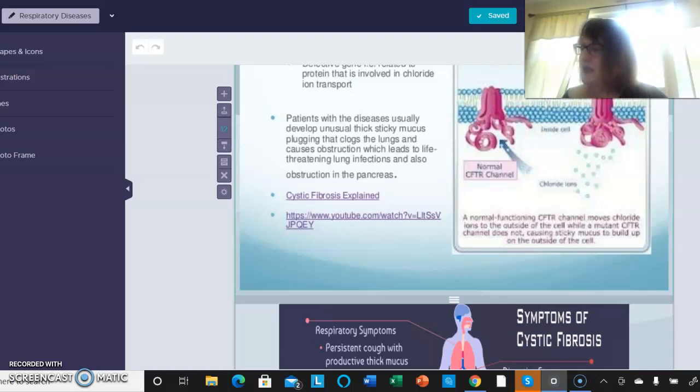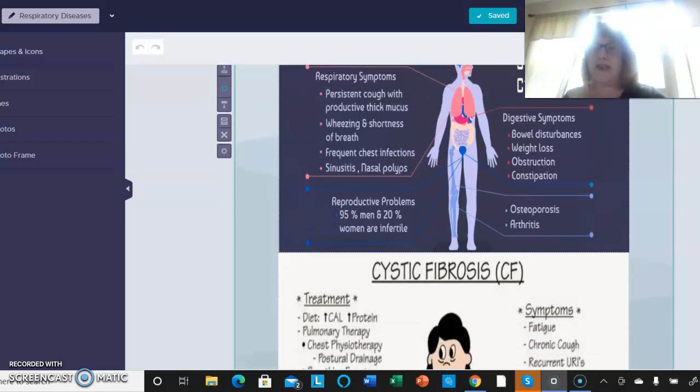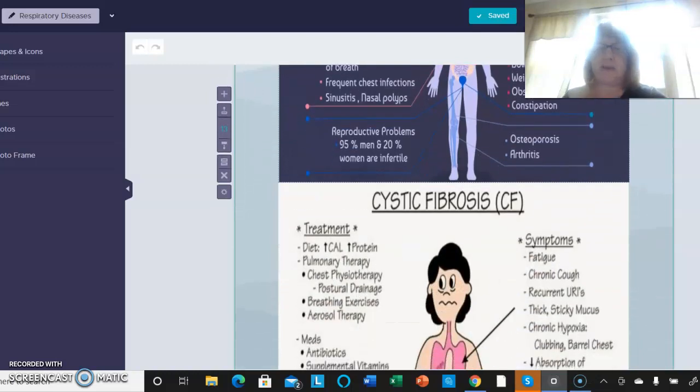A child may have a lung transplant when they are older, or when they would be qualified for it, but the lung transplant does not cure cystic fibrosis. Some symptoms of cystic fibrosis are persistent cough with productive thick mucus, wheezing and shortness of breath, frequent chest infections, sinusitis, nasal polyps, digestive symptoms, bowel disturbances, weight loss, obstruction, constipation, osteoporosis, and arthritis.